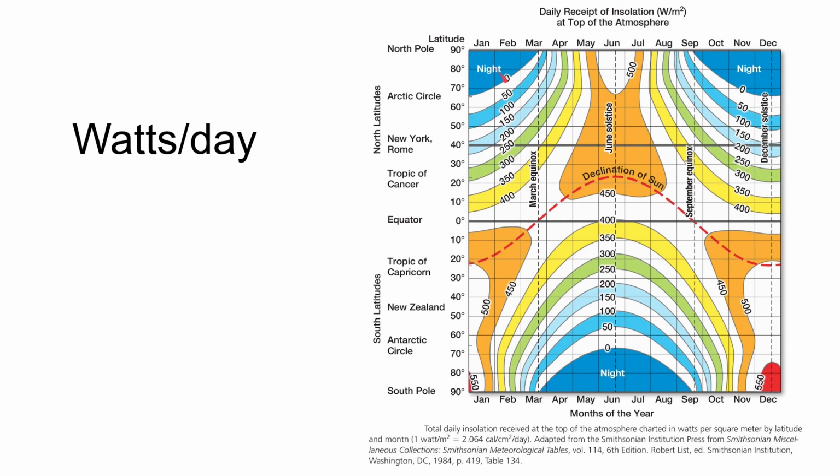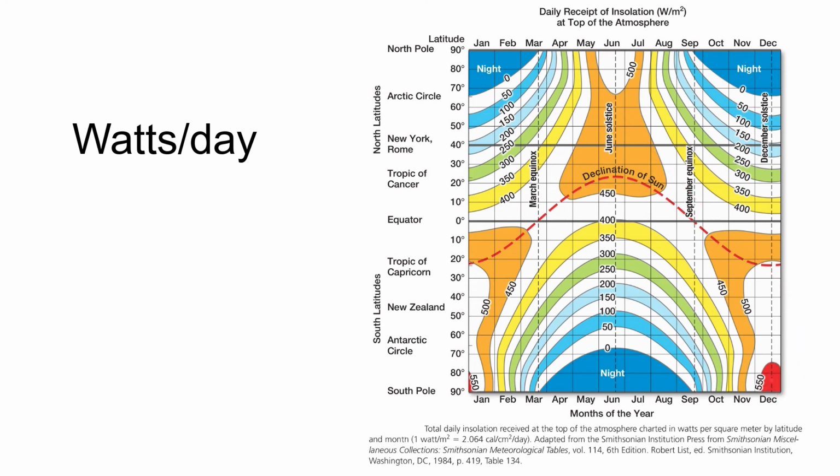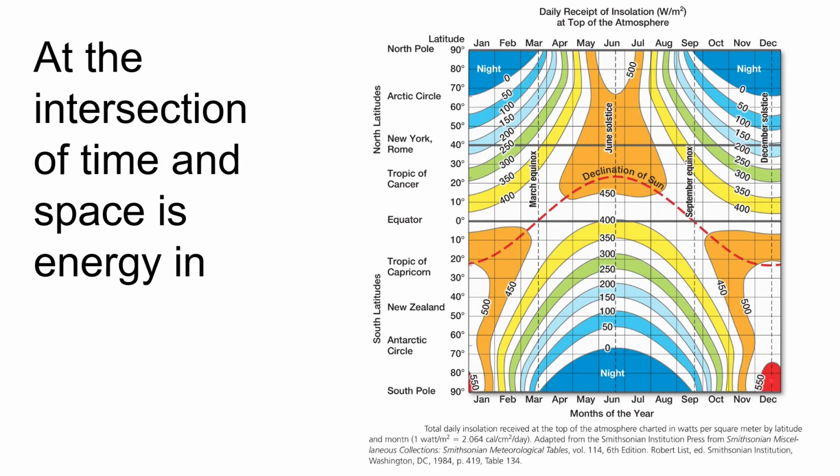From here to here is 0. From here to here is 50. 50 to 100, 100 to 150, 150 to 200, and so on, up to a max of 500 watts in the northern hemisphere. In the southern hemisphere, 550 watts is the highest value. At the intersection of time and space is energy in watts per square meter.